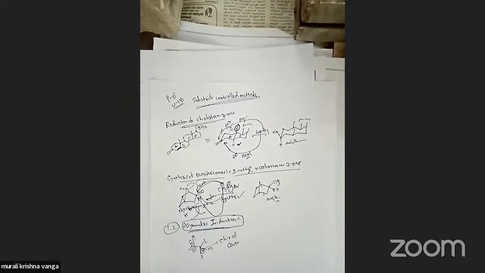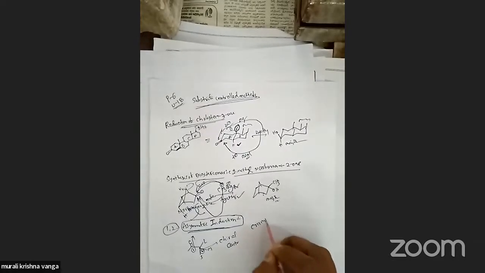To explain the 1,2 asymmetric induction, Cram is the scientist. The scientist discovered three methods: Cram's open chain model, Cram's cyclic model, and Cram's dipolar model. Three models are there. We are explaining them one by one.